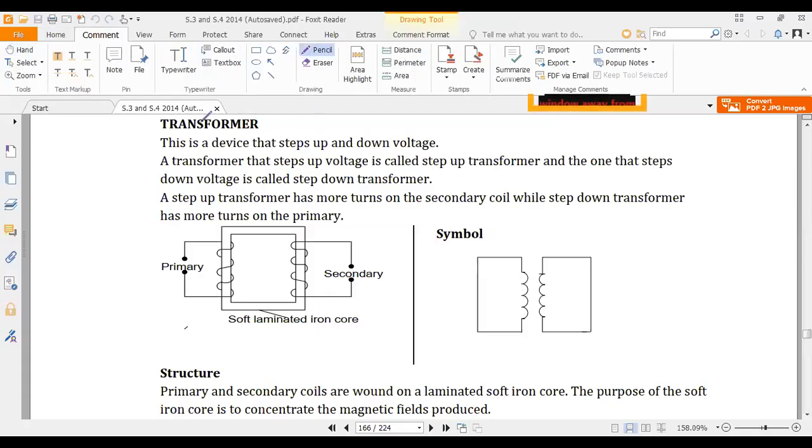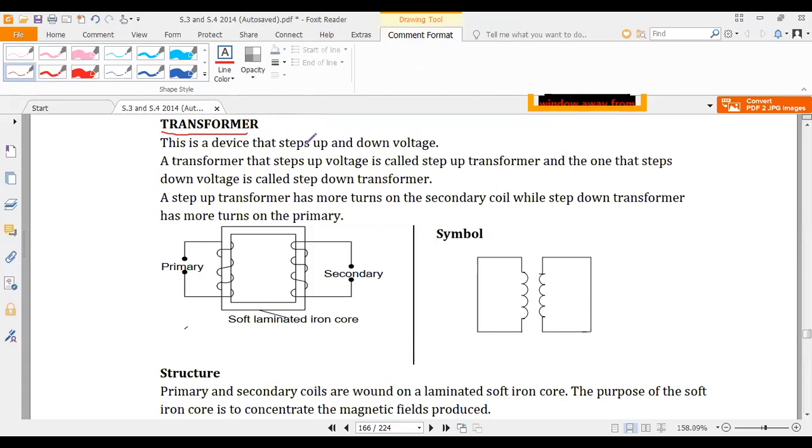Hello, let's look at transformers. So a transformer is a device which basically steps up or steps down voltage. By stepping up, we mean that it receives a low voltage and then it outputs a higher voltage. Stepping down means that it receives a higher voltage and then it outputs a lower voltage.